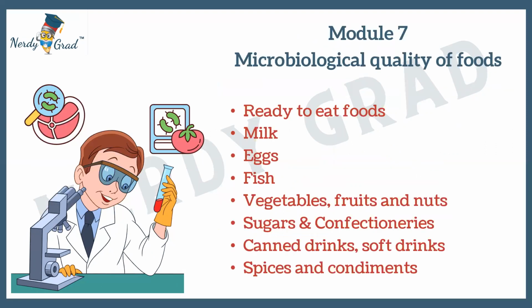Module 7 would be the microbiological quality of different kinds of foods. We have listed different foods here. The first is ready to eat foods. Second is milk, eggs, fish. We have vegetables, fruits, and nuts. Then coming to the confectionaries part, we have sugars and confectionaries. Then we have canned drinks, soft drinks, and then we have spices and condiments.